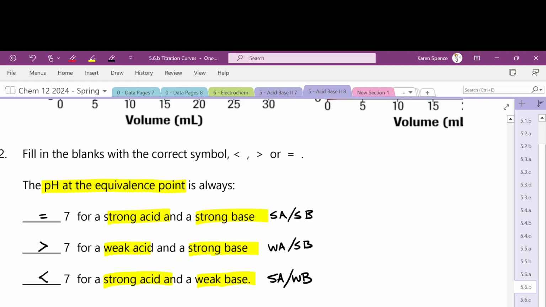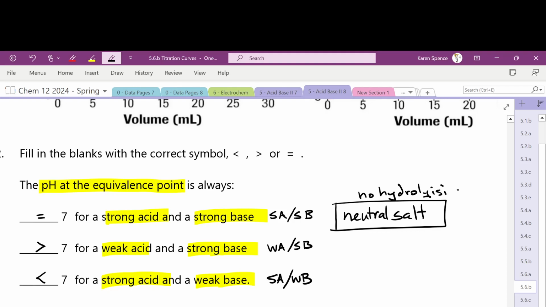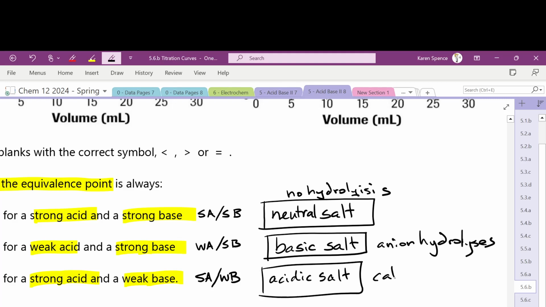lower than 7. And that is because what kind of salt do we get from a strong acid, strong base? What's the product? It is a neutral salt. Okay, so we have no hydrolysis. Now, how about for a weak acid and a strong base? What kind of salt do we get? We get a basic salt. The anion hydrolyzes. And for a strong acid, weak base, we get an acidic salt. The cation hydrolyzes.